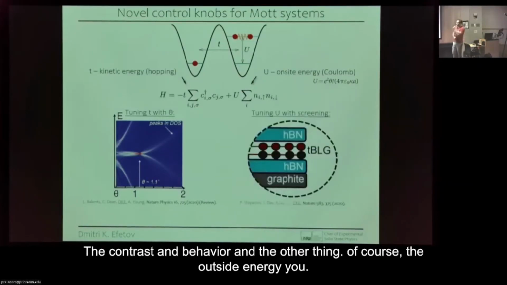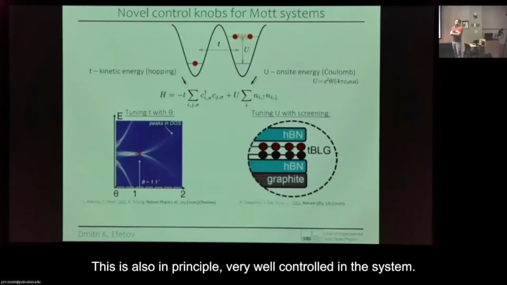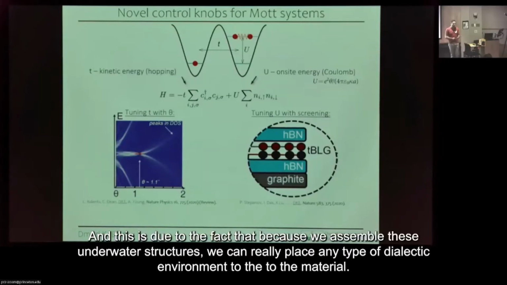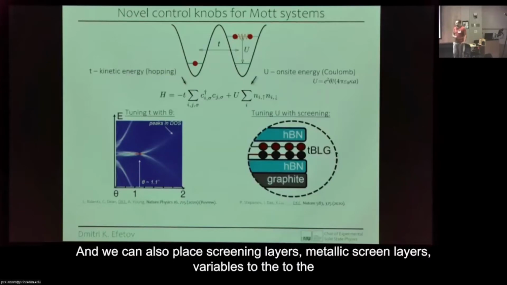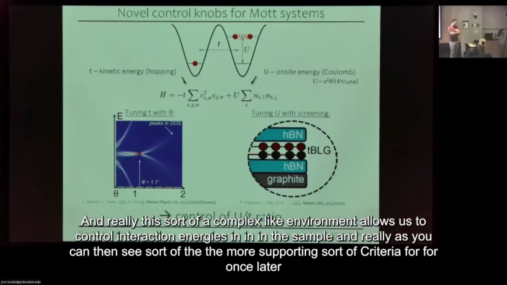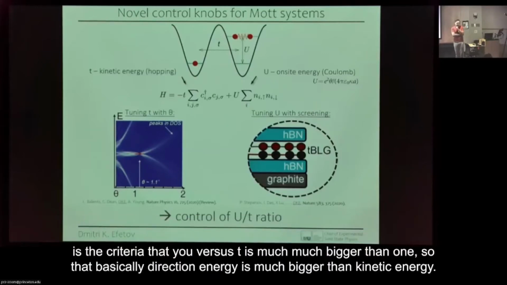And the other thing, of course, the on-site energy U, is also very well controlled in the system. This is due to the fact that because we assemble these van der Waals heterostructures, we can place any type of dielectric environment around the material, and we can also place screening layers, metallic screening layers, very close to the twisted bilayer graphene. And this complex dielectric environment allows us to control interaction energies in the sample. And as you can then see, the most important criterion for forming a Mott insulator is that U over t is much bigger than 1.